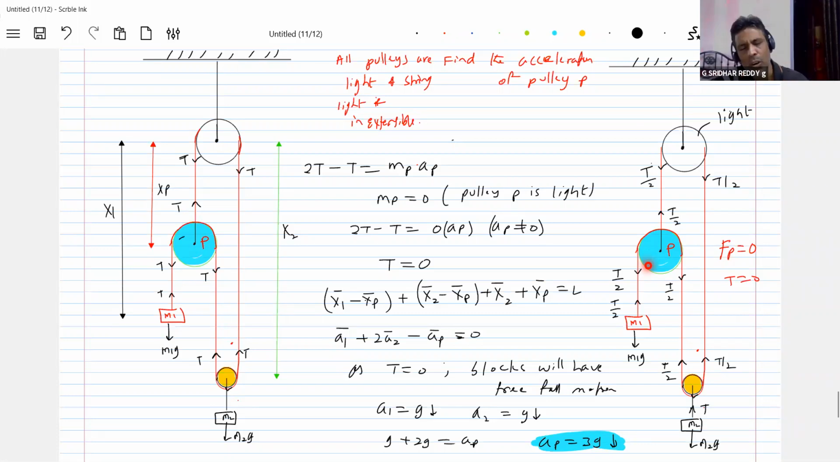So the blocks will have free fall when the net force on the pulley is non-zero, provided all the pulleys are massless. If the pulley has a mass, then what happens? The net force on it can be non-zero. Am I right? Again, don't take it another way. If the pulley has a mass, then this question is correct, we can solve it. Are you able to understand? So if the pulley is massless, this situation will come.